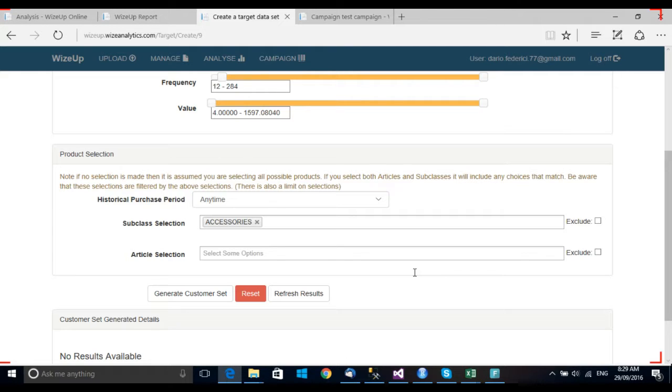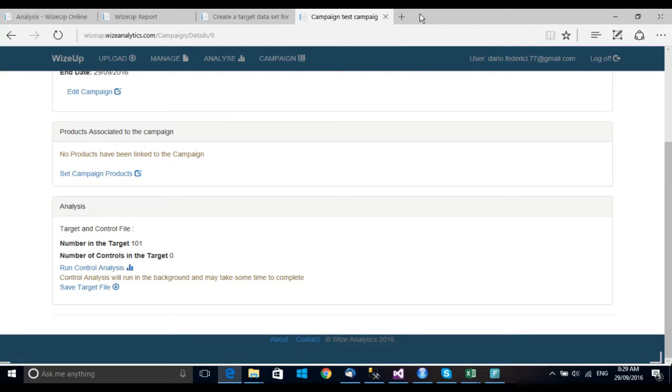If we were trying to sell people sunglasses, we wouldn't want to target people who've bought prescription glasses. It doesn't make sense. So similarly, we allow people to target or filter down their selection. Finally, we can see an output of this, and here what happens is that you get 101 people who match that description or that filter. This is your target file.